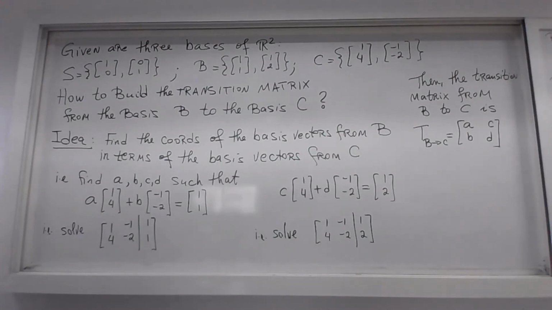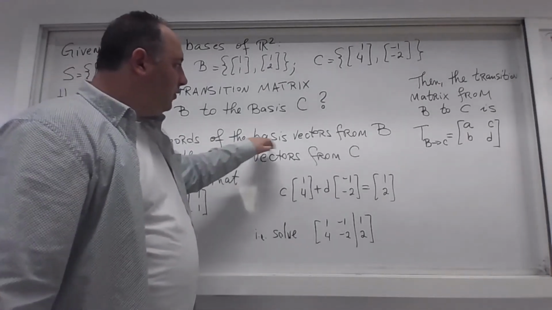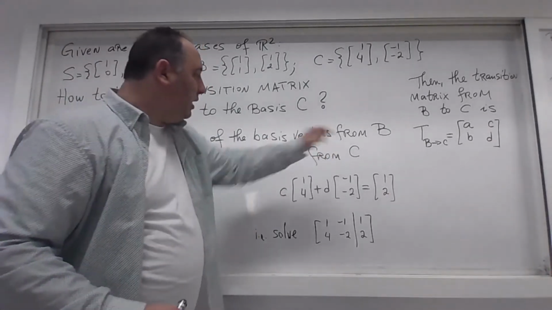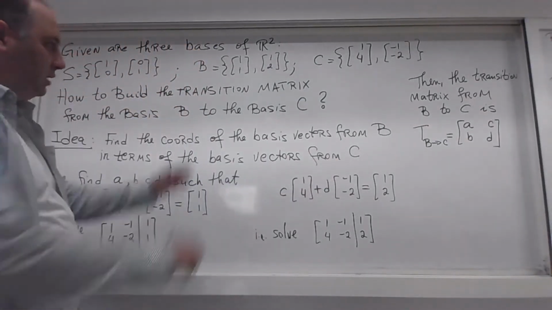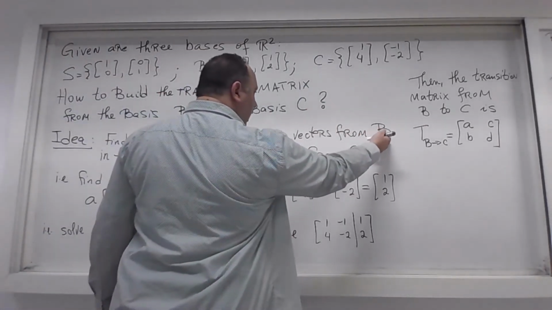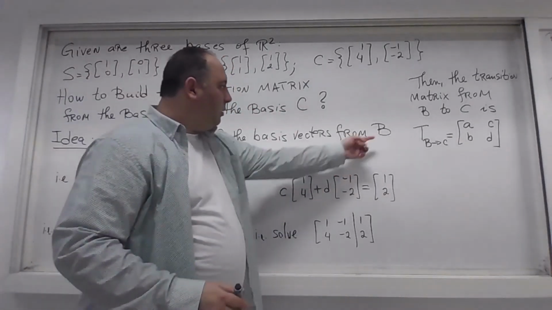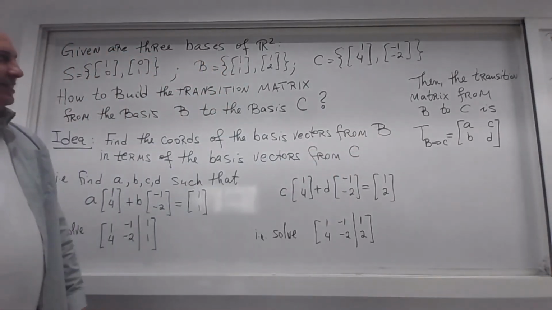So the first thing to do is to build the matrix. But what's the idea of building the matrix? How does it work? We need to find the coordinates of the basis vectors from basis B. So we are starting from B to C. We need to find the coordinates of the basis vectors from B in terms of the basis vectors from basis C, because I need to go from basis B to basis C. So what I'm doing is expressing everybody in basis B as a linear combination of people in basis C. People from B need to be expressed in terms of vectors in C.